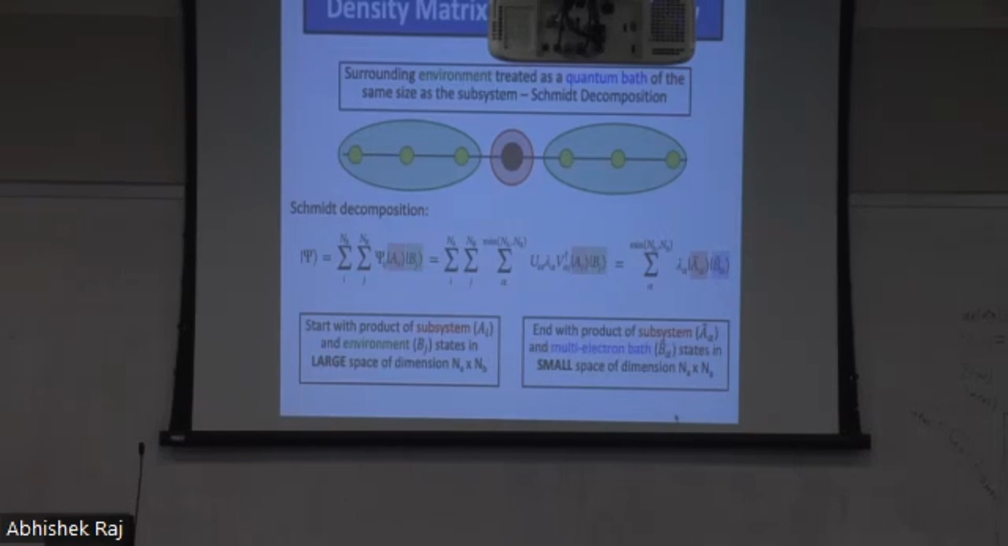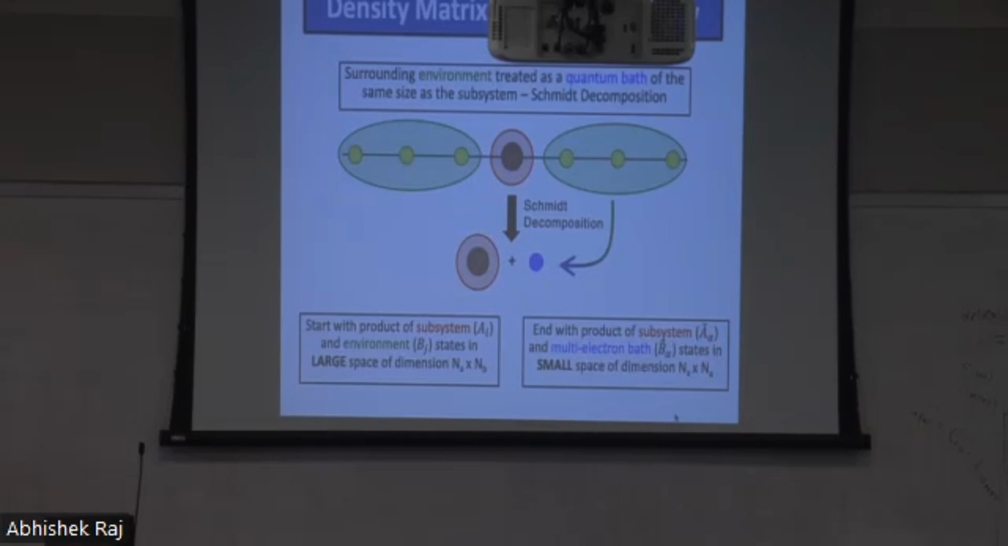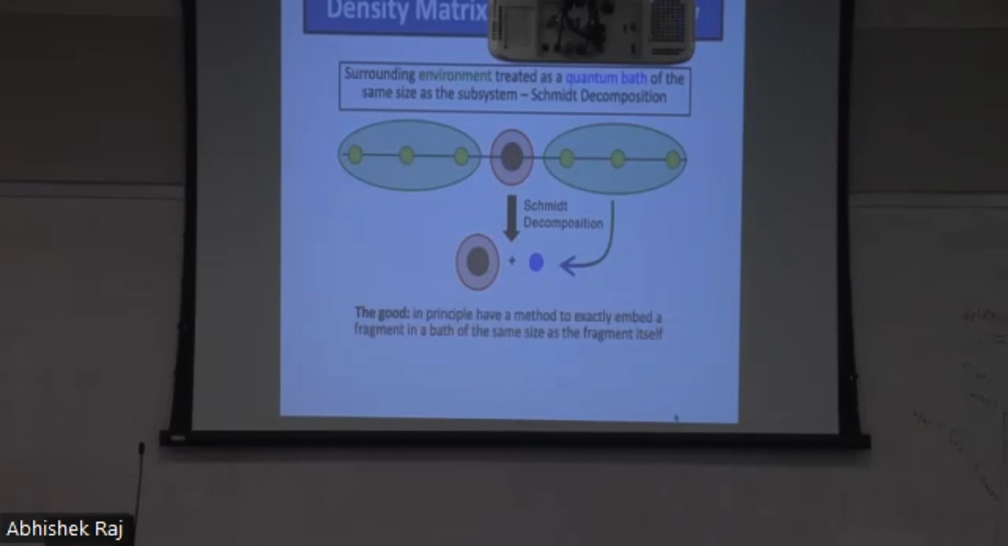And the key thing here is the number of these bath states is equal to the number of subsystem states. Okay, so pictorially, what I've done is I've taken a very large environment and written it in terms of a very small environment. So this is the same general flavor as DMFT, but here we're dealing with wave functions instead of the Green's function. So the good: in principle, we have a method to exactly embed a fragment in a bath of the same size as itself.